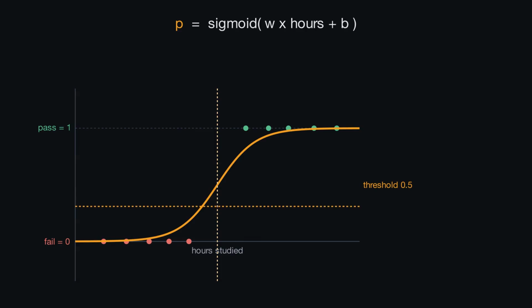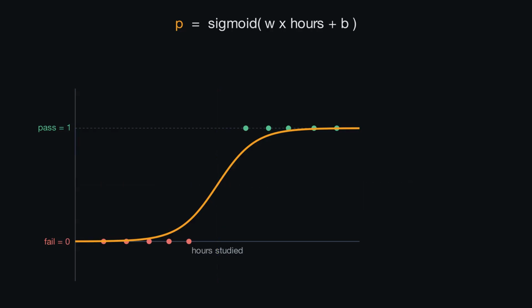And here is a subtle, powerful idea. That threshold is a choice, not a law. If missing a real case is dangerous, like a disease test, we lower the threshold to catch more. If false alarms are costly, we raise it. Same model, different policy.